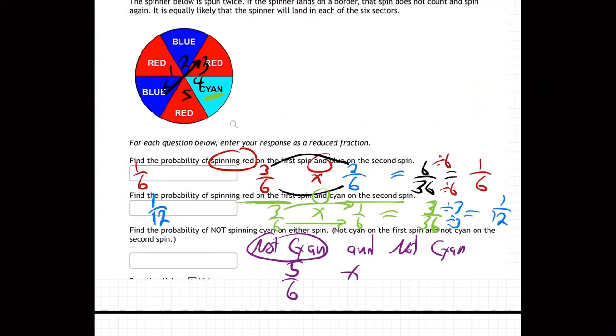And is times, not cyan again, 5 out of 6. Multiply those together. Top times top, bottom times bottom. 25 over 36. And you can't reduce that fraction. Nothing divides into 25 and 36. So you just leave it like that. And so there we go.